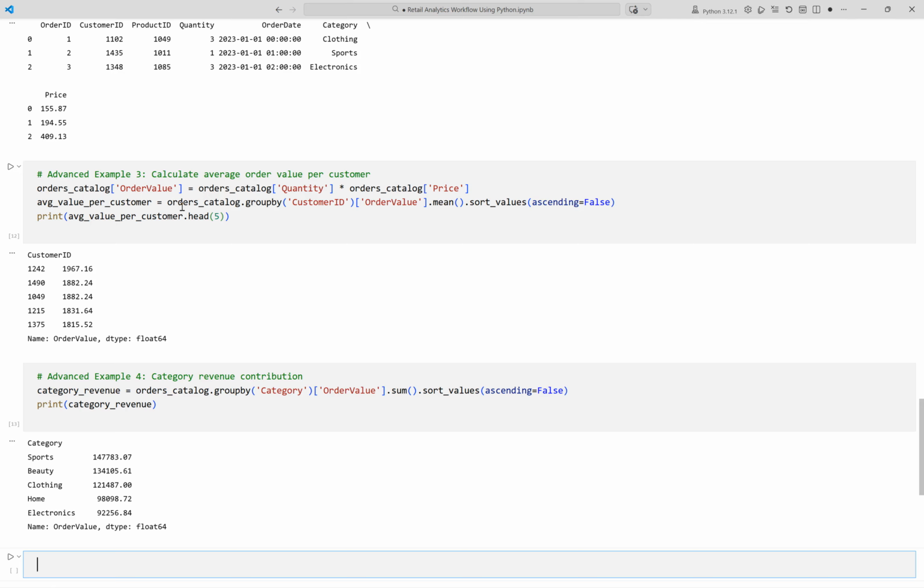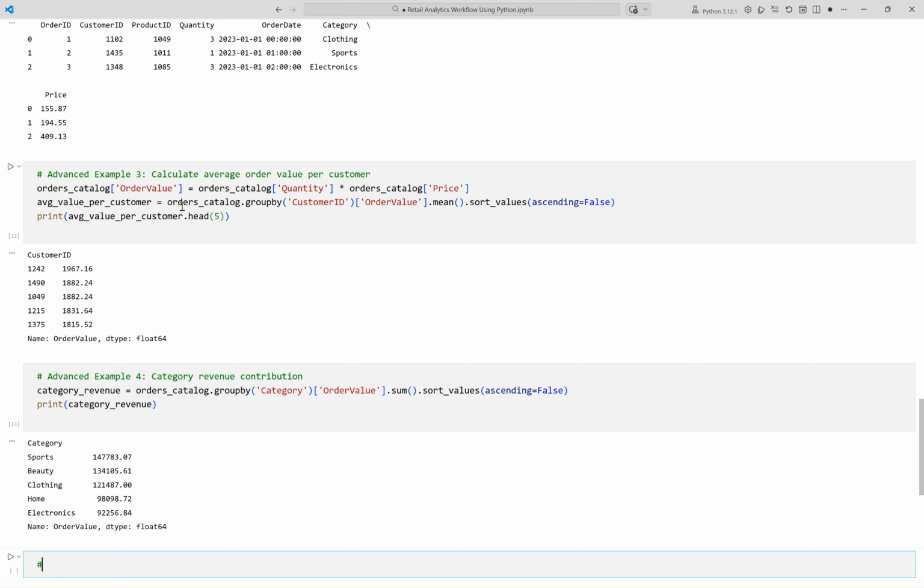Notice how the sports category leads in revenue, followed by beauty and clothing, highlighting which categories are driving sales. Grouping by category and summing order values here helps us understand the revenue contribution per segment, a key step in retail analytics to focus marketing or inventory efforts. Practice prompt: try visualizing percentage share of each category in overall revenue.